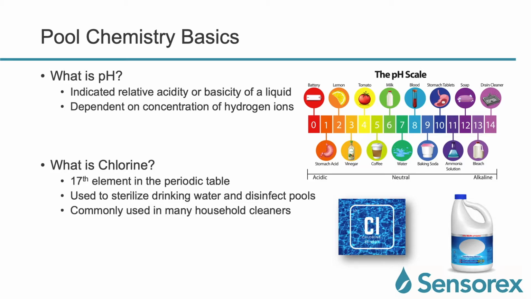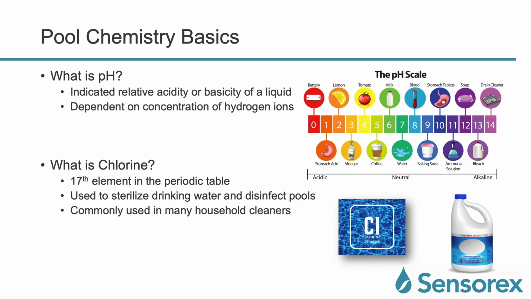Before we dive into chlorine, though, we have to revisit the basics, and that starts with pH. pH indicates the relative acidity or basicity of a liquid. Water typically has a pH of 7, whereas vinegar has a pH of 3. On the opposite side of the spectrum, soap has a pH of 12. Without diving too deep into how pH is calculated, what you must understand is that it is dependent on the concentration of hydrogen ions.